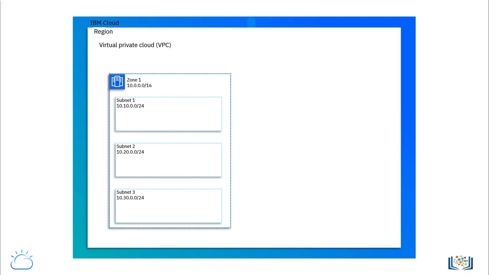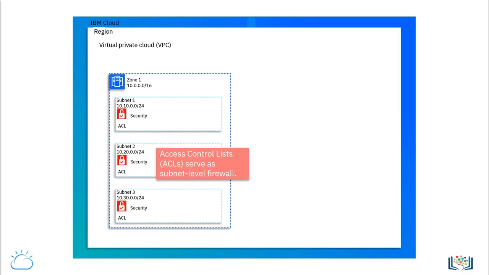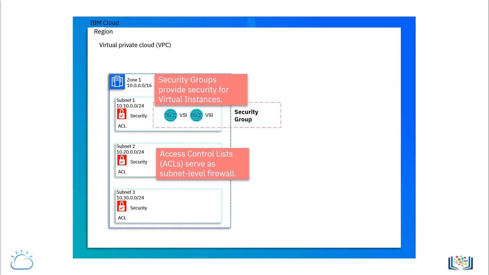Every subnet is protected by access control lists, or ACLs, that serve as a subnet-level firewall. Within the subnet, one could create security groups that provide security at the instance level, such as VSIs.